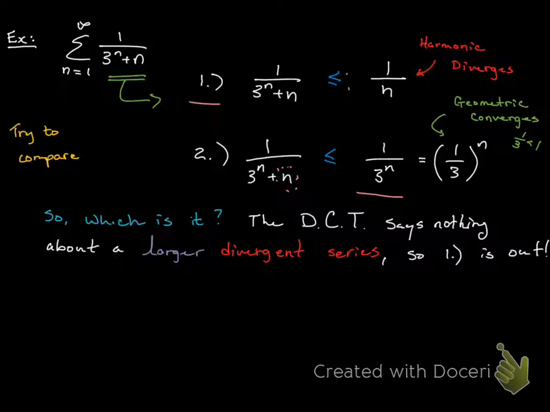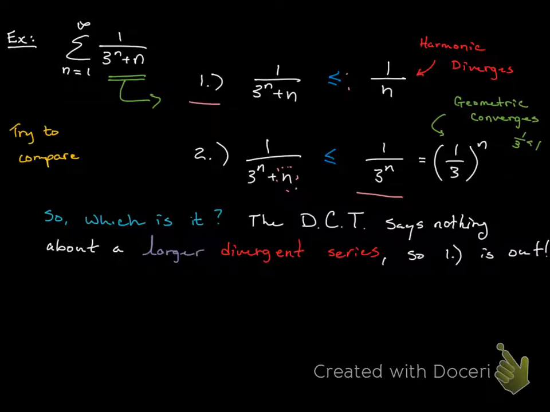Okay? It's very easy to get hung up on that. But because 1 over 3 to the n plus n is smaller than a divergent series, comparing it that way doesn't give me any information. However, number 2, in the case where I removed n from the denominator, I'm comparing to 1 over 3 to the n.